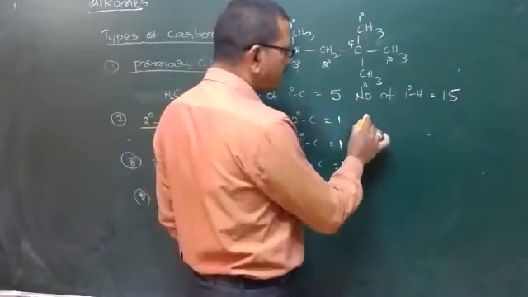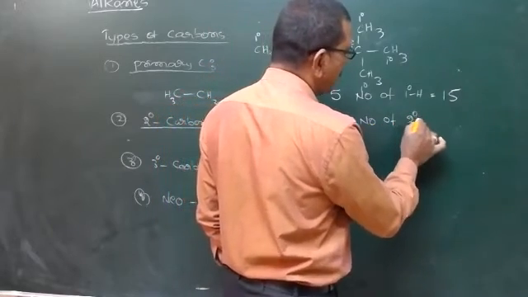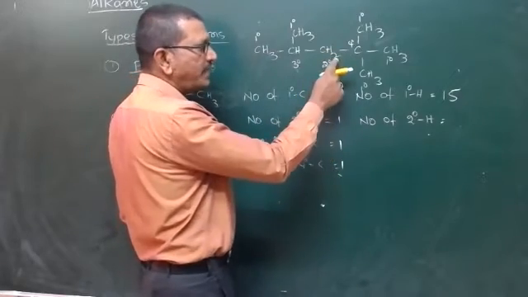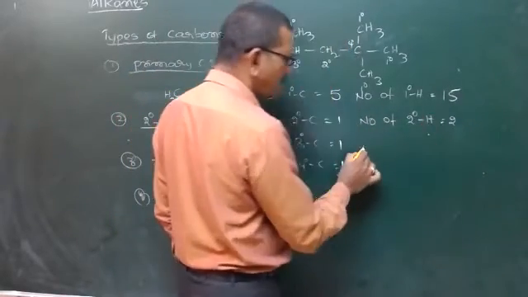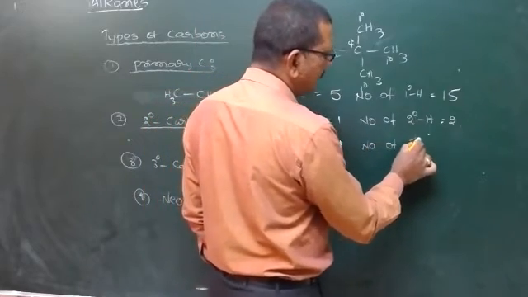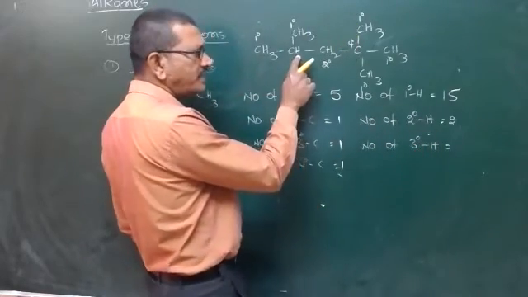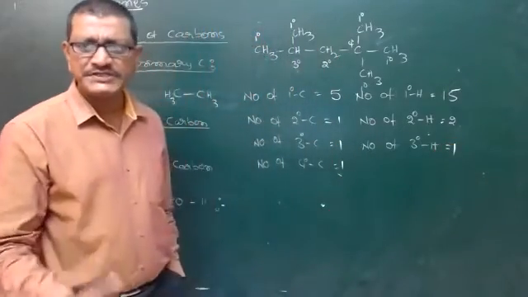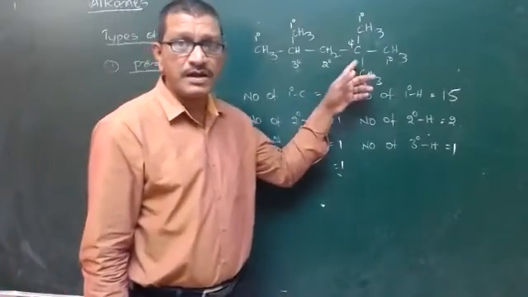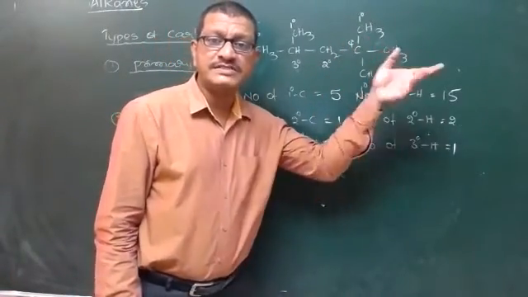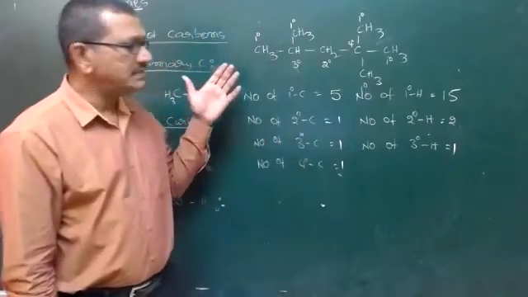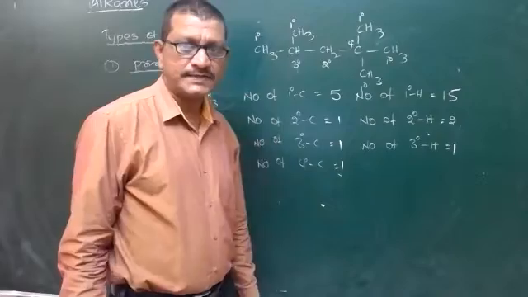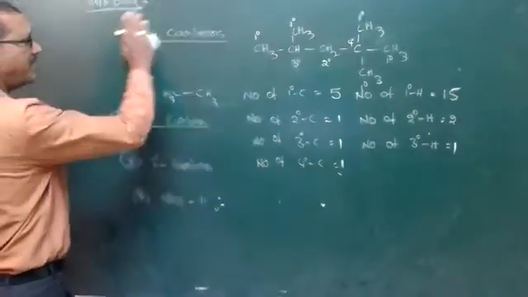The next one, number of secondary hydrogen atoms. The secondary carbon is 1, linked with 2 hydrogens, so it is 2. The next one, number of tertiary hydrogen atoms. It is 1. The next one, number of neohydrogen. Neohydrogen is not possible, because neocarbon means the carbon which is linked with 4 carbons. So finally, this is a way to identify the number of primary, secondary, tertiary carbon atoms. The next one, we are taking that is here.